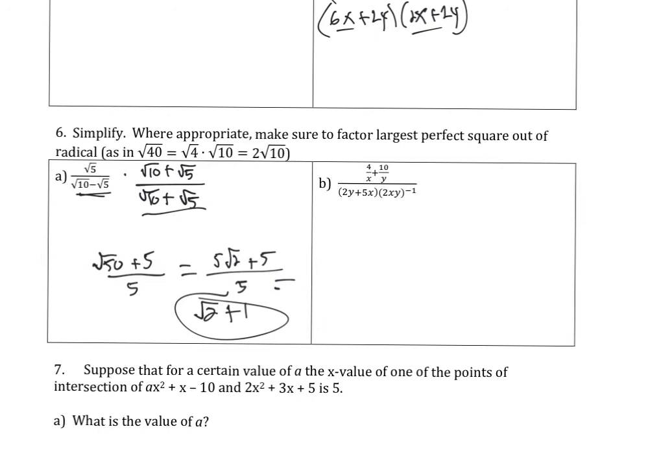All right, this one, bunch of fractions to deal with. So first let's get the numerator to have the same denominator. So we're going to have the same denominator of x times y here. So we're going to get 4y over xy plus 10x over xy. Meanwhile, down here we end up with 2y plus 5x over 2xy.